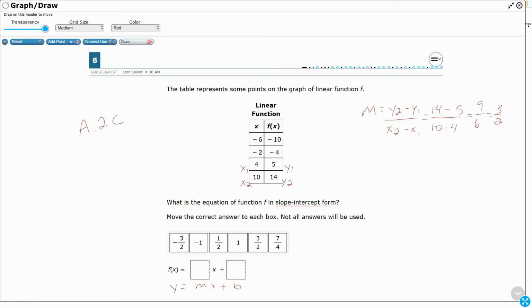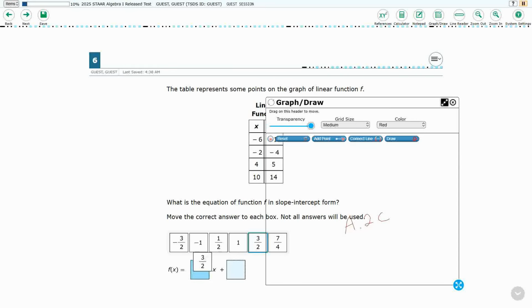You can also see it right here if you just look at the change, right? From negative 10 to negative 4 is a positive 6. From negative 6 to negative 4 is a positive 4. So that ends up being 6, change of 6 over change of 4. Right, so you could do it either way. So 3 halves, that's going to be our m.